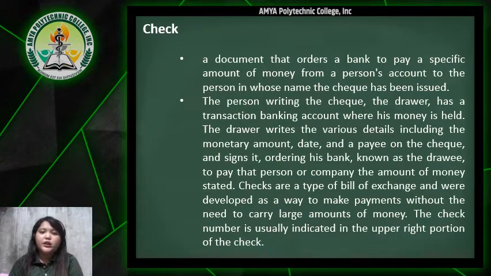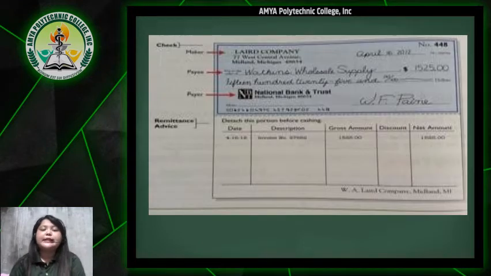Check. A document that orders a bank to pay a specific amount of money from a person's account to the person in whose name the check has been issued. So, this is an example of a check. Of course, di mawawala yung payee, yung payer, and then there's also, you can see there, remittance advice.